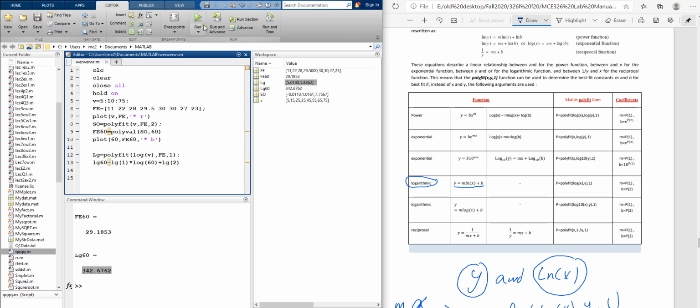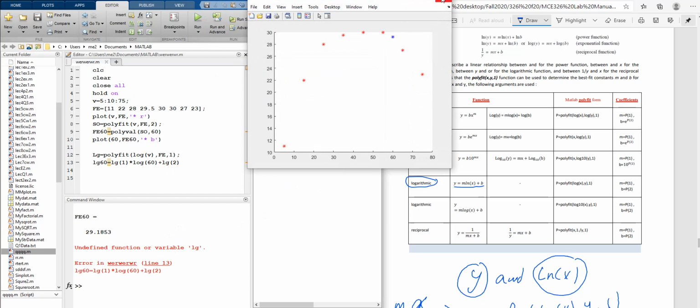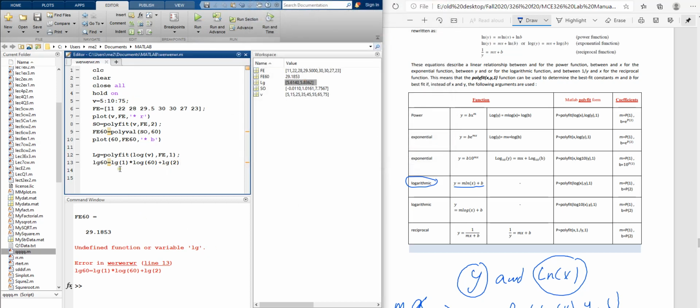Now it's okay. Run the program again. We have a mistake again. Log 60 equals LG of 1, L capital. Sorry, this one should be L capital, and this one should be L capital. We should learn from our mistakes.